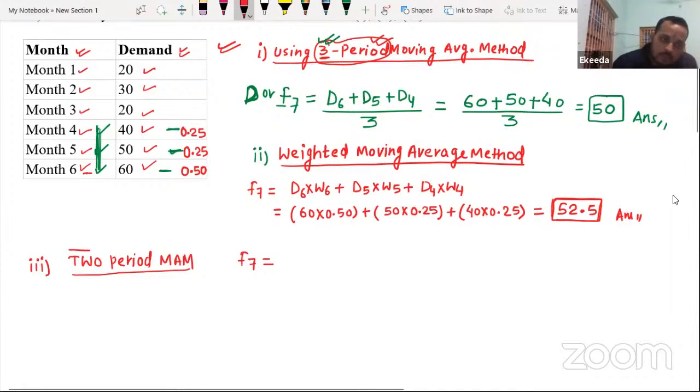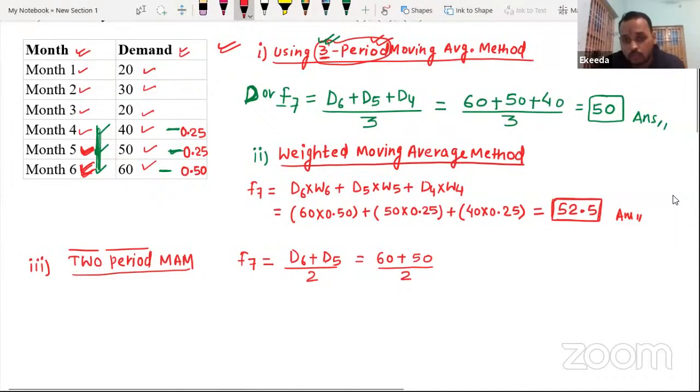Since we are using only 2 periods, we have to consider the latest demand data, and the latest demand data is the sixth month and the fifth month. Only 2 periods we have to take. So the latest will be 6 and 5, so it will be d6 plus d5 divided by 2, so it is 60 plus 50 divided by 2, so 110 by 2, which is going to be 55 metric tons.